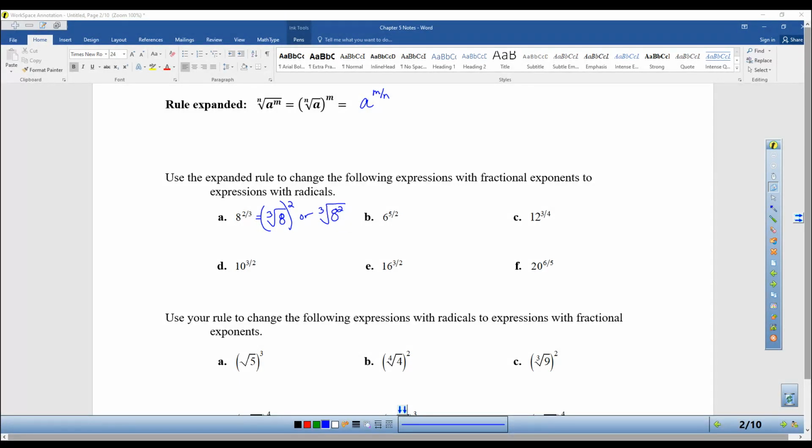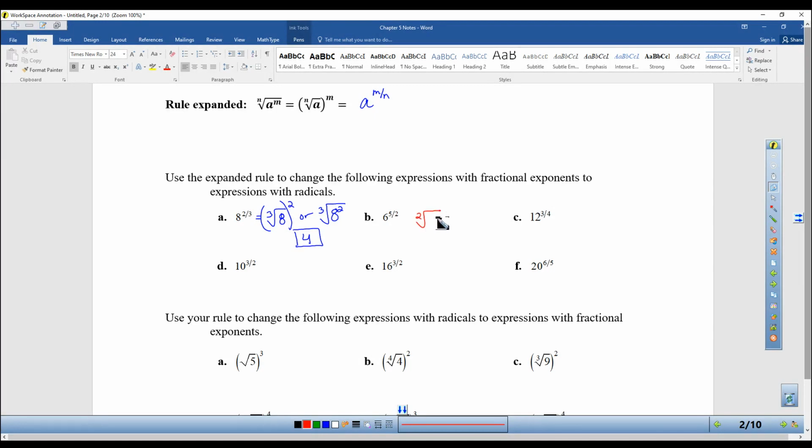In this case, you can simplify because the cube root of 8 is 2, and then 2 squared is 4. So this one actually simplifies. They're not all going to simplify. But even if you had done it this way, 8 squared is 64, and the cube root of 64 is 4. Letter B. Remember, the denominator is always the root.